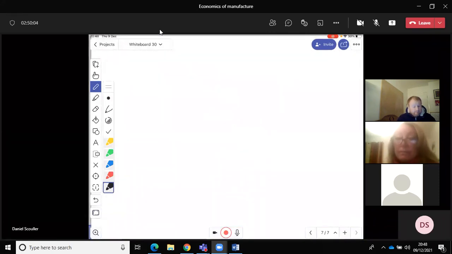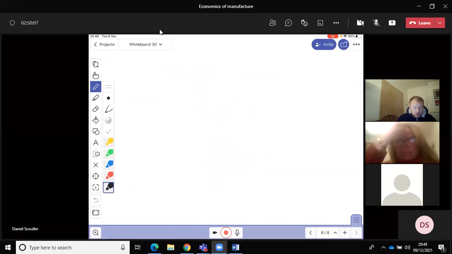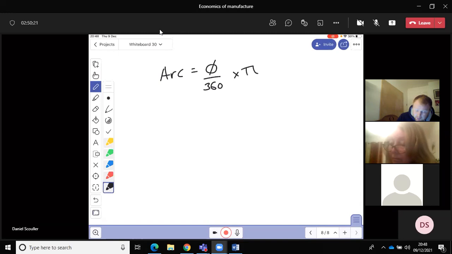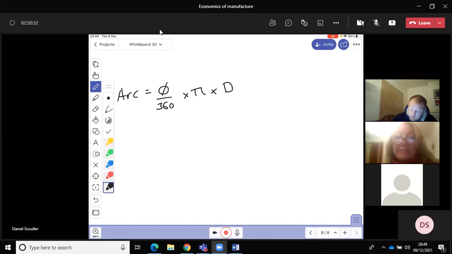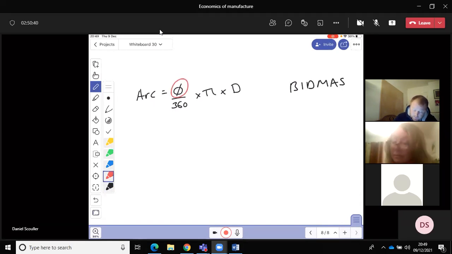Reasonable question. So let's look at that then. Let's write out and rearrange using that reverse BIDMAS idea. We've got arc is equal to the angle divided by 360 multiplied by pi multiplied by diameter. Let's write BIDMAS beside that. And let's rearrange that equation to find out that angle.